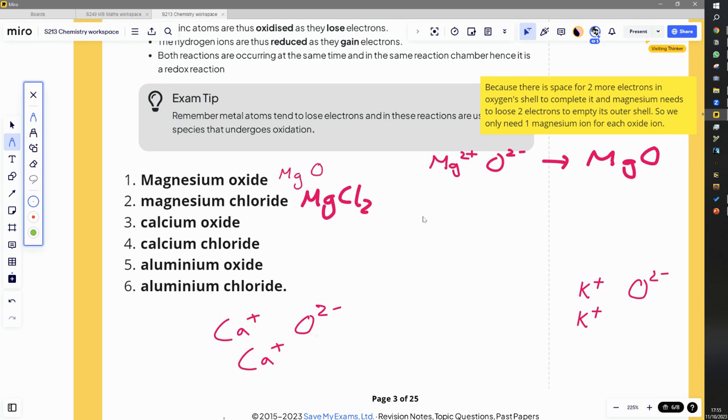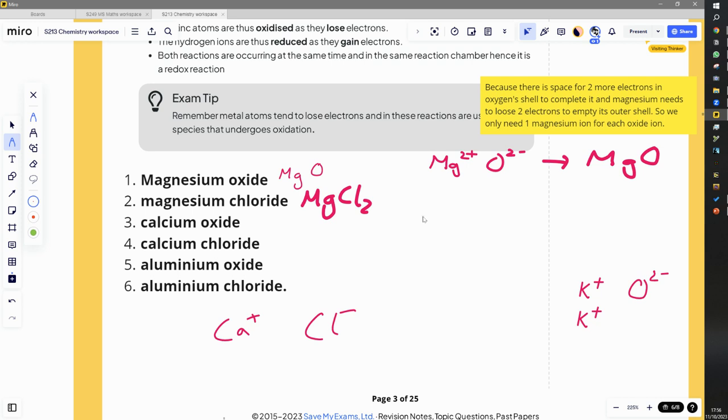Okay. Next one, calcium chloride. Well, we've got Ca+, and we already know that chlorine is Cl-, so it works well as a one-to-one. I'm thinking about it in terms of charge here, but again, in terms of electron transfer, we can say this one lost 1 electron, this needs to gain 1 electron. So again, they work well as a one-to-one ratio.